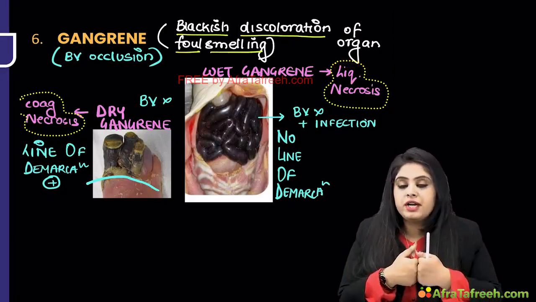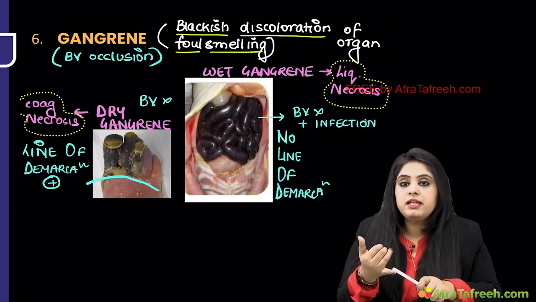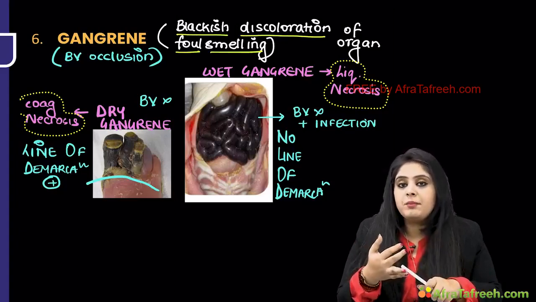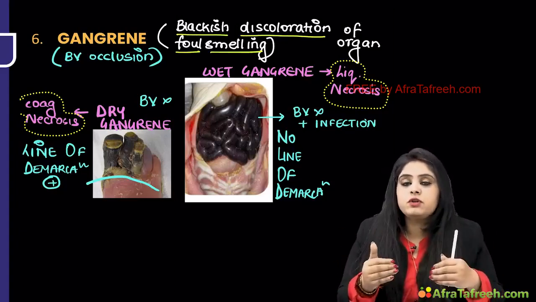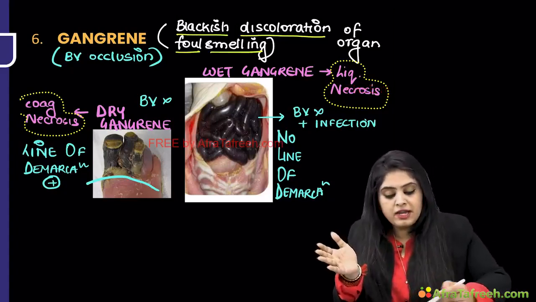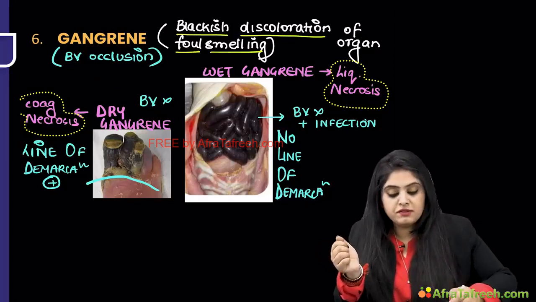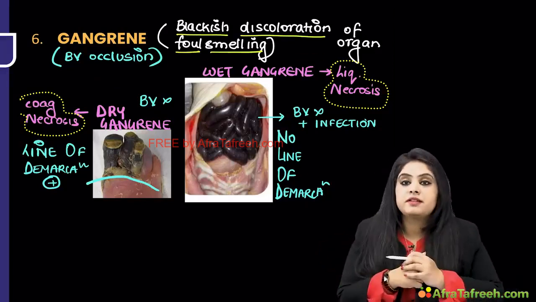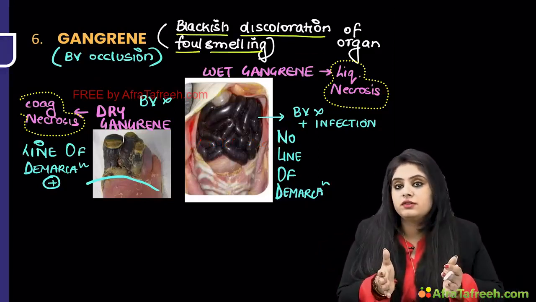Gangrene is not my term, right? The clinician says there's a foul smell and a blackish discoloration that has happened. I am amputating the foot or whichever organ and sending it to you. If it's dry gangrene, for me, what is it? Dry gangrene is coagulative necrosis. If it's wet gangrene, it is liquefactive necrosis. So it's a clinician's diagnosis.